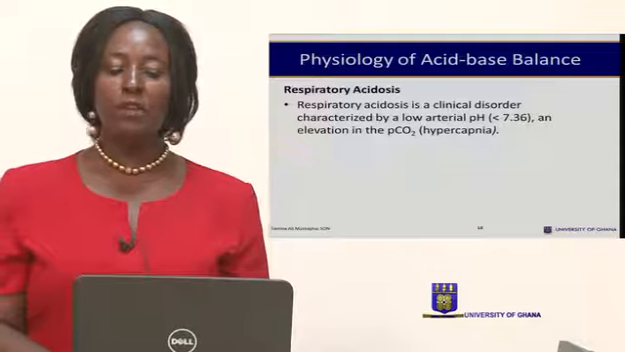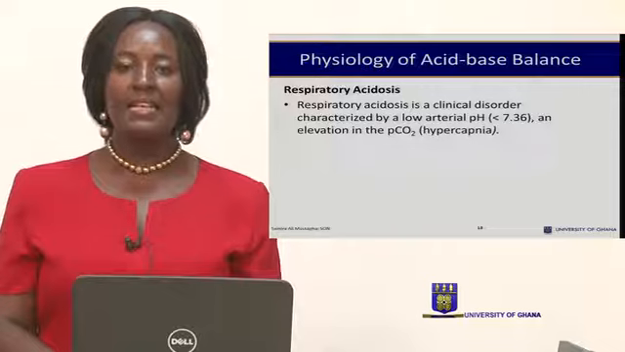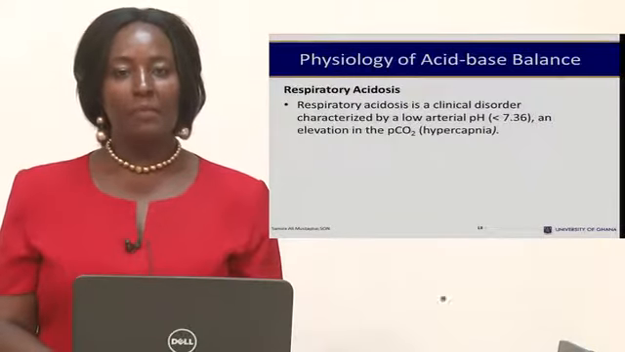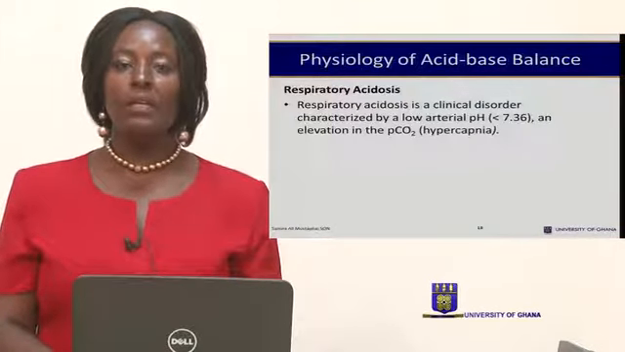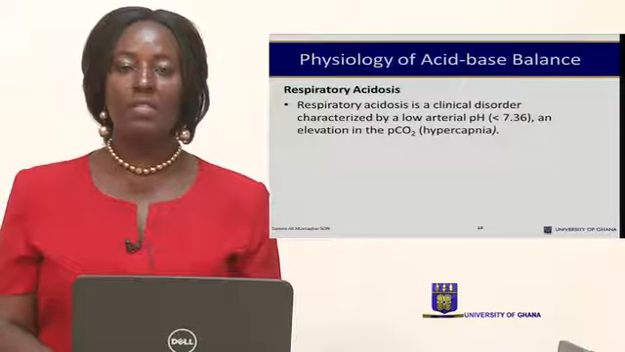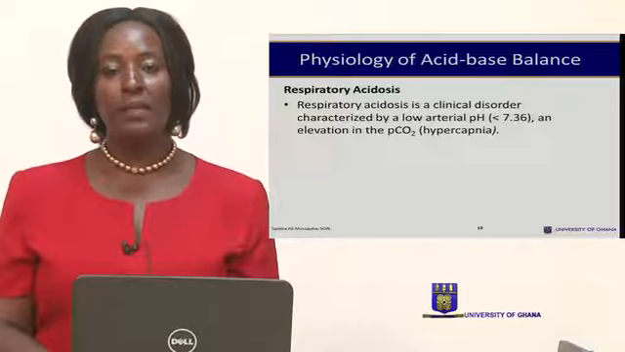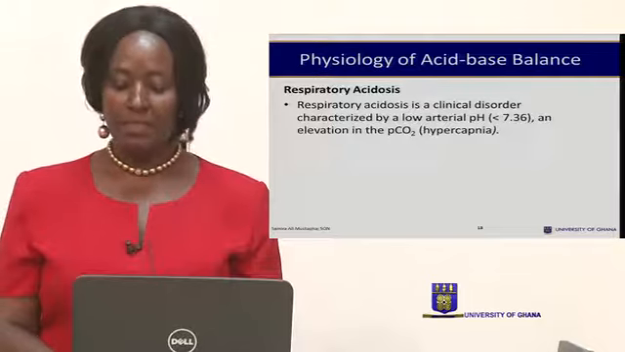So now we're looking at physiology of acid-base balance. Respiratory acidosis is a clinical disorder characterized by low arterial pH, less than 7.36, and an elevation of carbon dioxide, what we call hypercapnia, as we discussed earlier, because of the inverse relationship. When the oxygen concentration goes high, the carbon dioxide goes low, and the inverse is true. And that is what we see in respiratory acidosis.